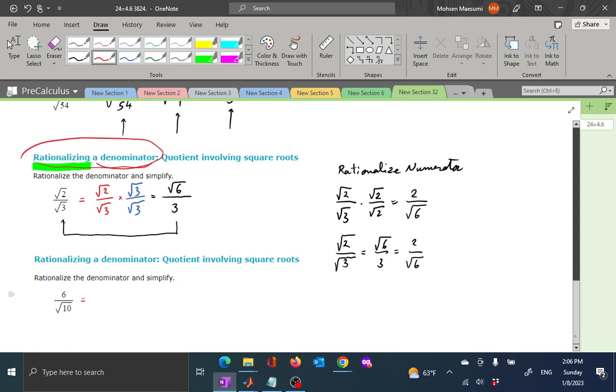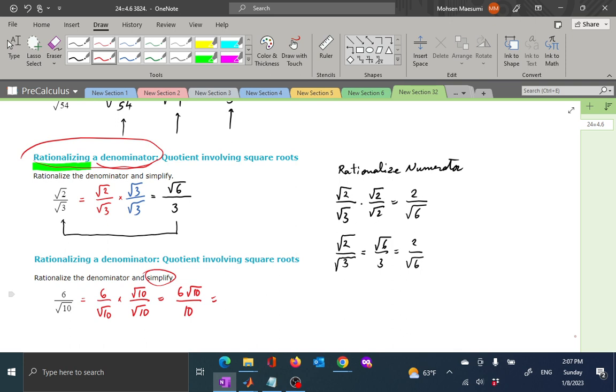Okay, another similar problem. It says rationalize the denominator and simplify. So I take this, multiply by another copy of the denominator, and I get 6 radical 10 over 10. It says simplify, so we could still be looking toward simplification. Well, what is it that we can do? We can simplify by a factor of 2. This becomes 3 radical 10 over 5.